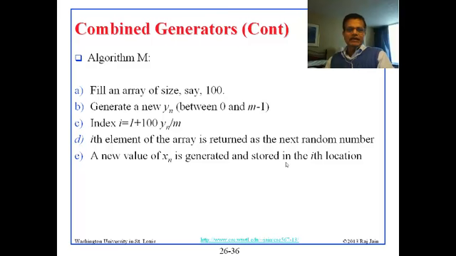So here is another example called algorithm M, and this is an example of the shuffle actually. You take a table size of 100, you generate a number between 0 and m minus 1, and from that you create an index I, and the ith element is returned from the table. I is always between 0 and m minus 1, because that is the size of the table. And when a new number comes in, you just put it into the table in the same location.